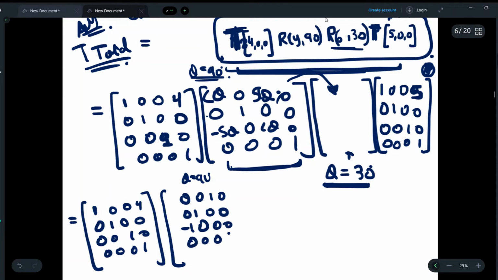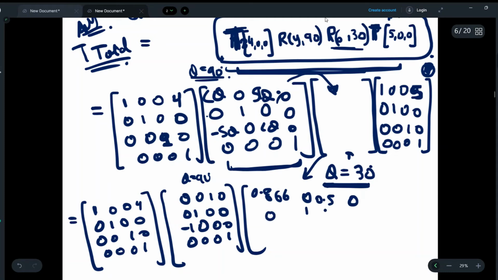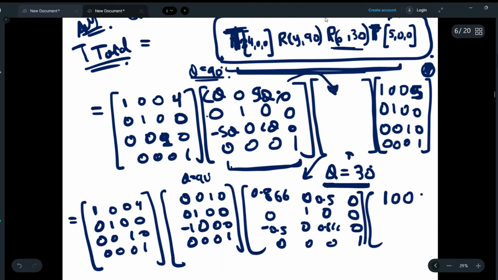0 1. And here we will put the value theta as 30 degree, and we will write it as 0.866 0 0.5 0, 0 1 0 0, and minus 0.5 0 0.866 and 0 will come over here, then 0 0 0 1. Then lastly this matrix will remain as it is, that is 1 0 0 5, 0 1 0 0, 0 0 1 0, 0 0 0 1.